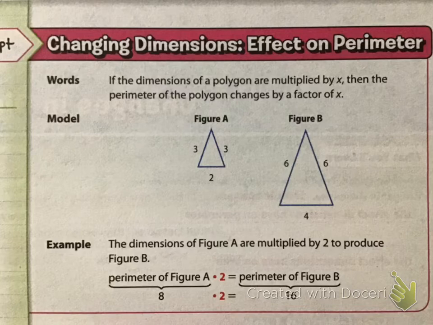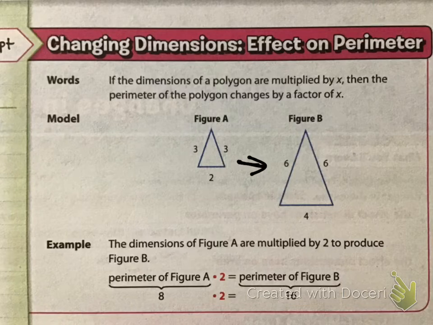If the dimensions of a polygon are multiplied by x, then the perimeter of the polygon changes by that factor of x. So, if all of my dimensions are changed, if I doubled this entire triangle, I've got sides 3, 3, and 2, doubled the whole thing. It is now 6, 6, and 4. My perimeter of the first one was 8. My perimeter of the second one is 16. I doubled the first one, so the change is that it's doubled.